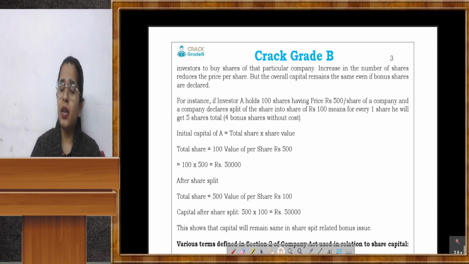There can be many new investors who want to invest, but due to high prices of shares, they cannot invest. So, bonus issue has an indirect benefit also, that it reduces the share price and new investors can come and invest in the company, because now share price has been reduced and it is not that costly to invest in the company.